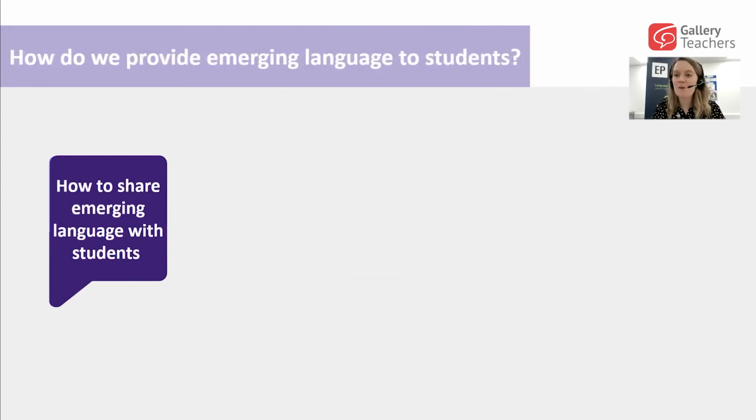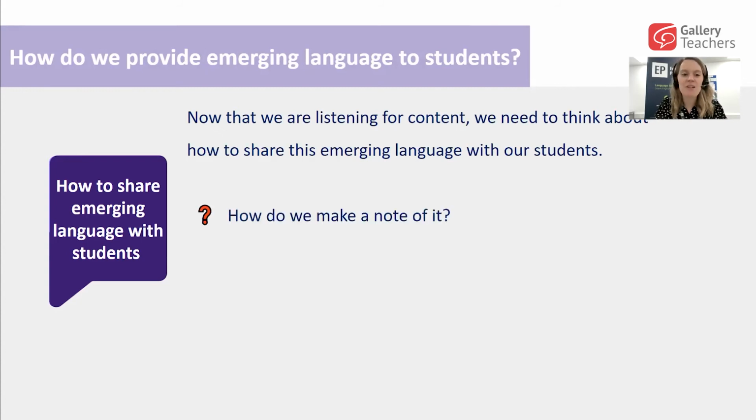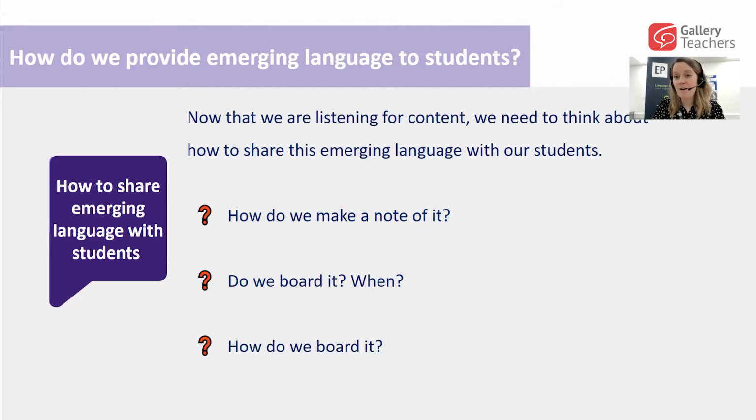So now that we've thought about what emerging language is and how to listen for it and what to think about when listening for it, we need to think about how we're going to share that information with our students. And for this, I think there are 3 key considerations. The first one is, how do you make a note of it during the class? How are you going to note down all of these things that come up? Because they come up very quickly, they're very spontaneous. You need to have a way of recording them. Do you board it? When do you board it? How are you going to go about that process?